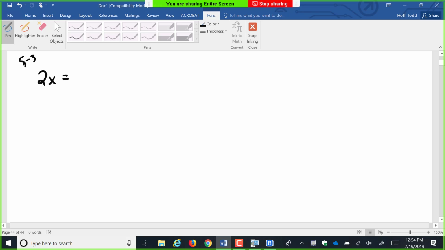So let's take 2x equals 4 minus 2y, and 3y equals 1 minus 2x. Looking at this problem, what's the first thing we have to do?